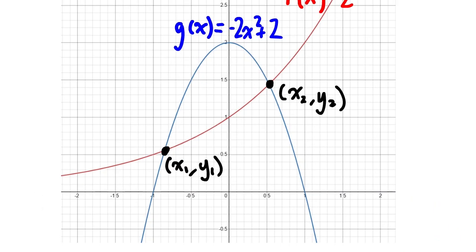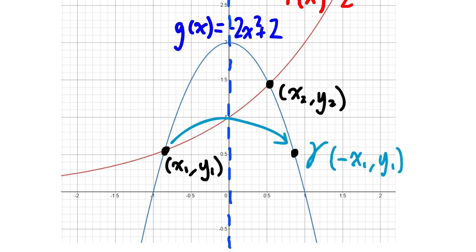The quadratic graph g is symmetric about the y-axis. So take the point (x1, y1) and reflect it across the y-axis. Let's call that reflected point gamma. The x-coordinate of gamma is negative x1. We know that x2 is greater than 1/2. We also know that the x value here is 1 because when we solve for the roots of g of x, it's 1 on the positive side. Then this length, which can be expressed as negative x1 minus x2, has to be shorter than this length, which is 1/2.